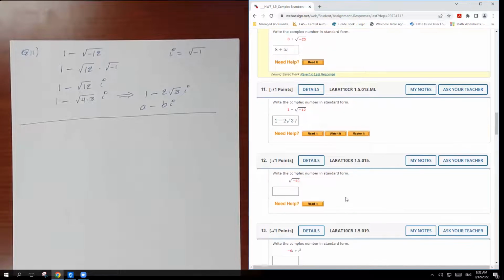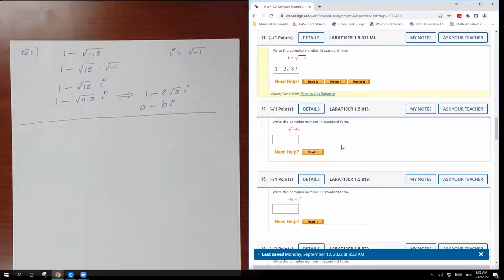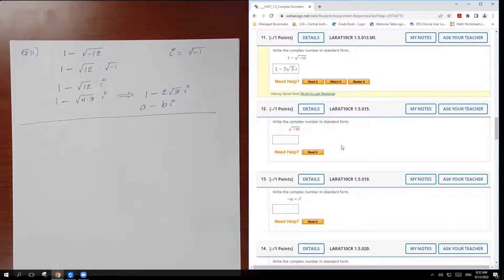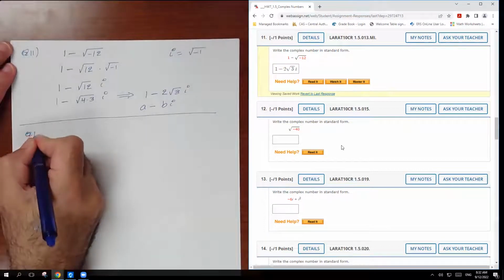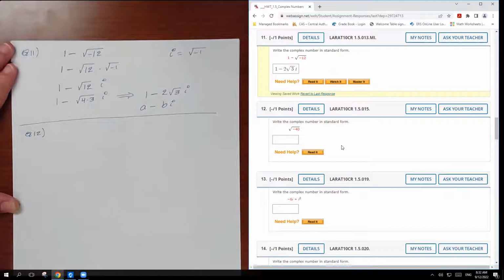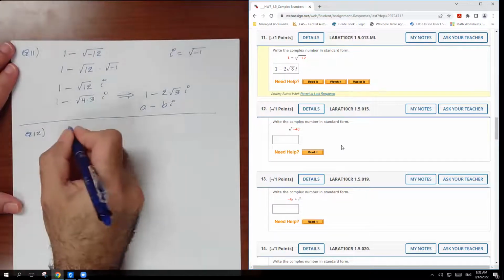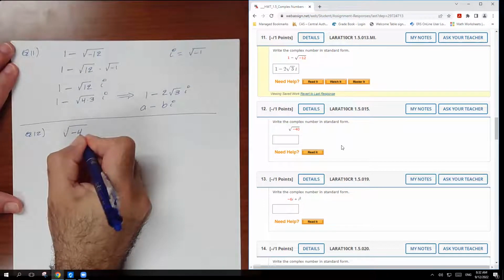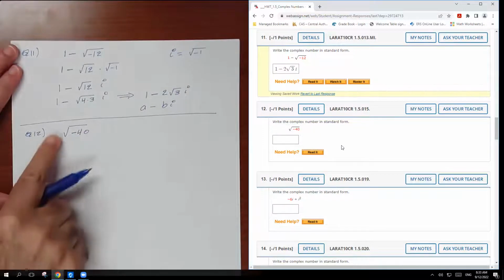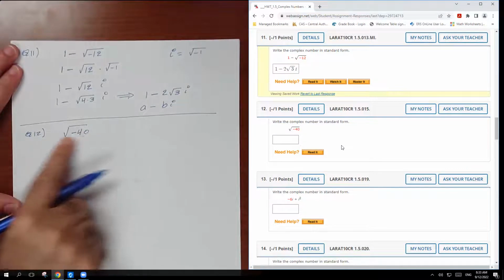The same thing for question 12. If you have any questions, you can ask before I move to the next one. So question 12, square root of -40. We're going to do exactly the same thing. There is no real part here, just the imaginary part.